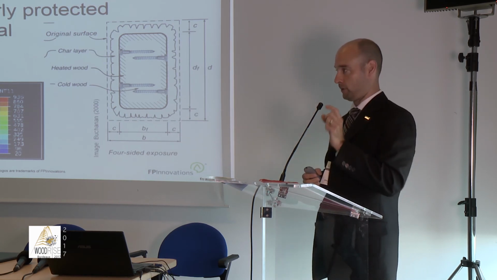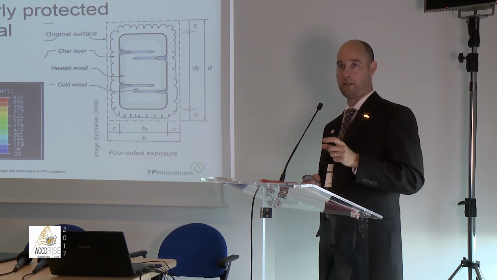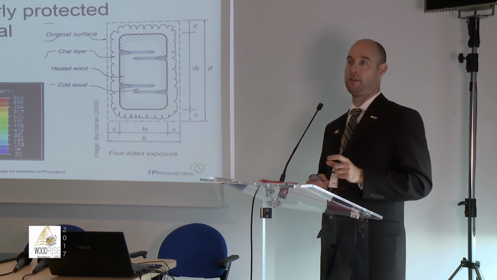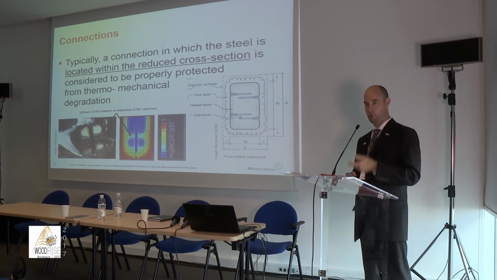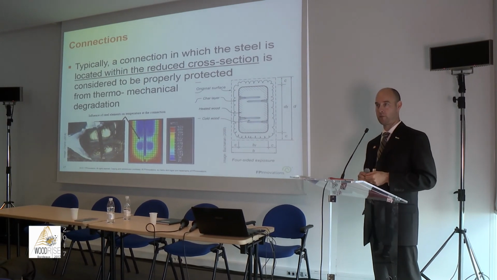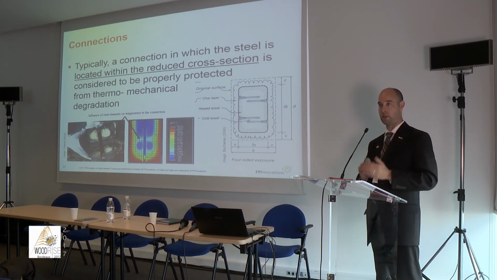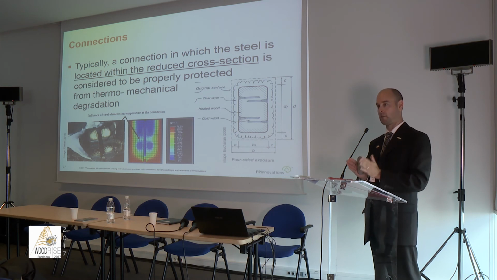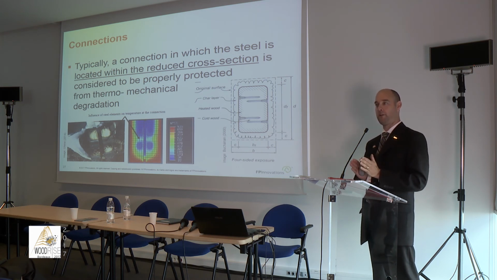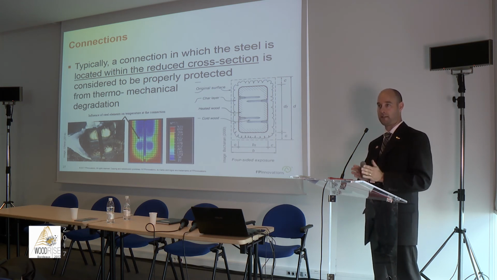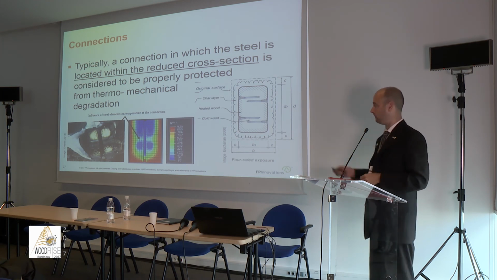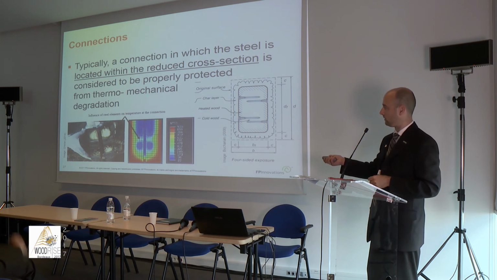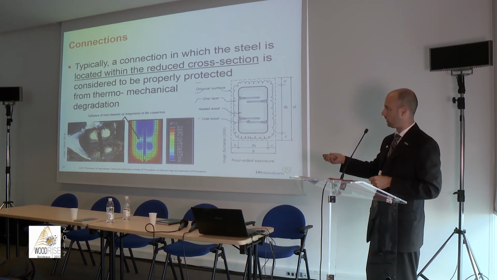But the main guideline that I would recommend so far from all the tests that have been done is if your fasteners are located within the reduced cross section, so after you calculated what would be the reduced section, if all your steel elements are in there, you can assume that your connection has achieved the rating that you're seeking. So here is the result from one of the tests.